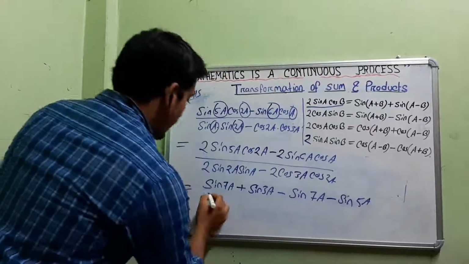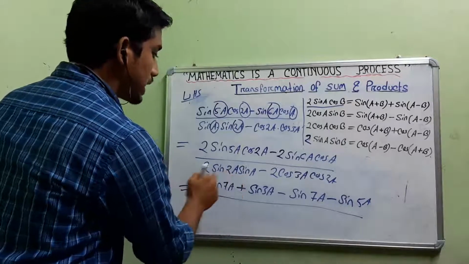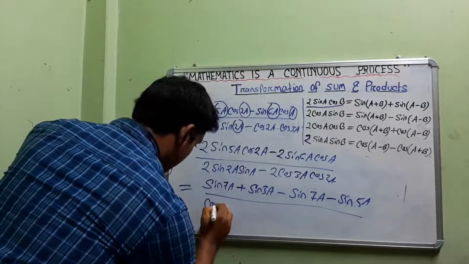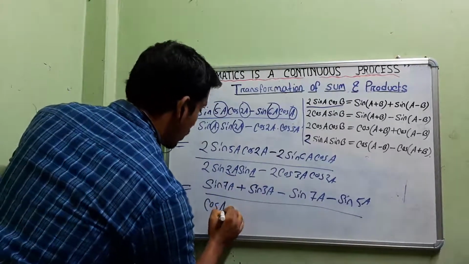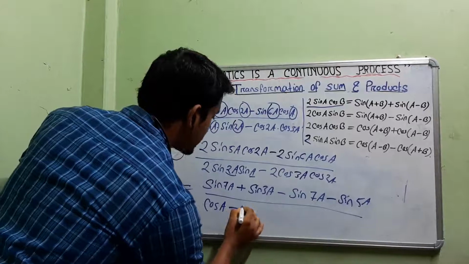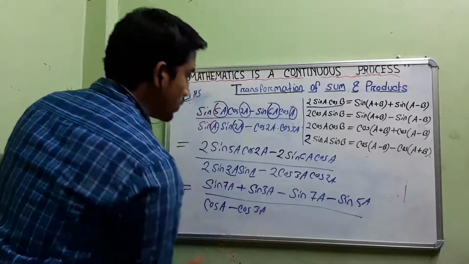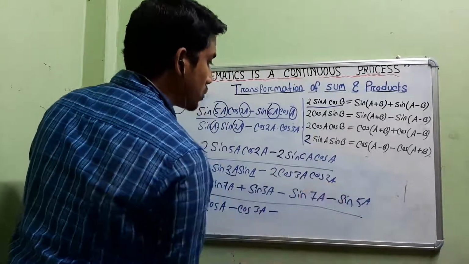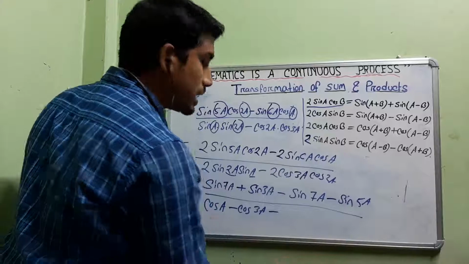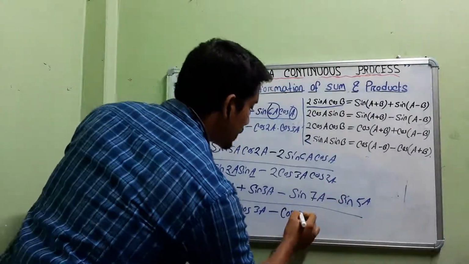Divided by again 2 sin a sin b. The formula was cos(a−b) minus cos(a+b). Cos(2a−a) will be cos a, minus cos(a+b), meaning 2a plus a, that is cos 3a. Minus again, here it is 2 cos a cos b, and the formula was cos(a+b) plus cos(a−b). So cos(a+b) means 3a plus 2a will be cos 5a.